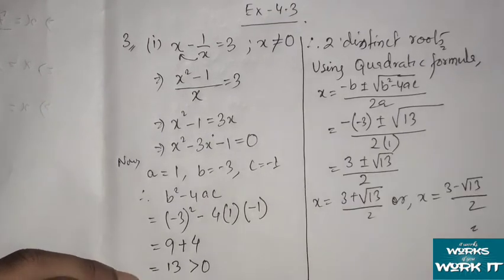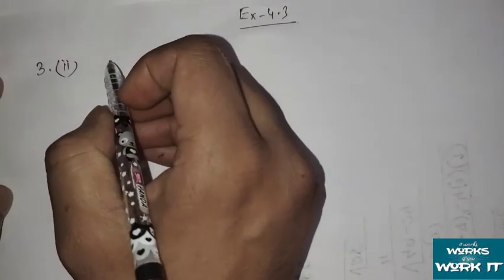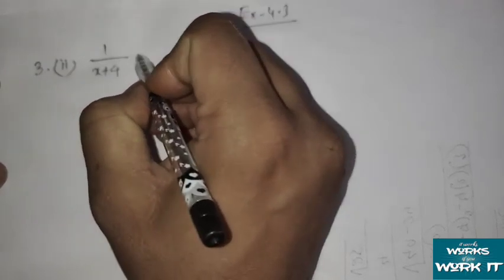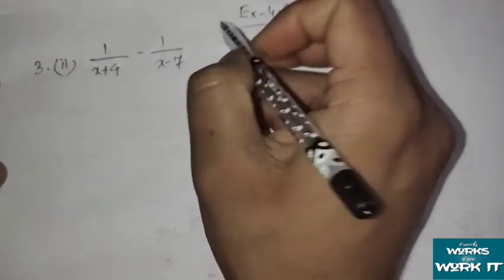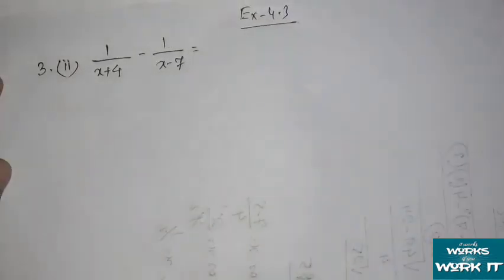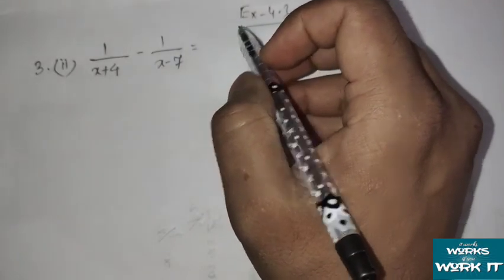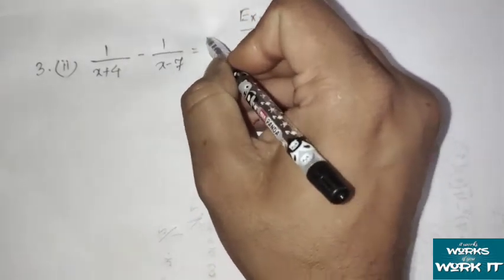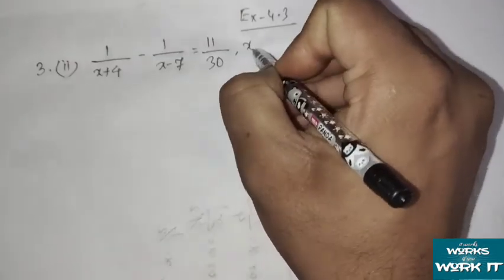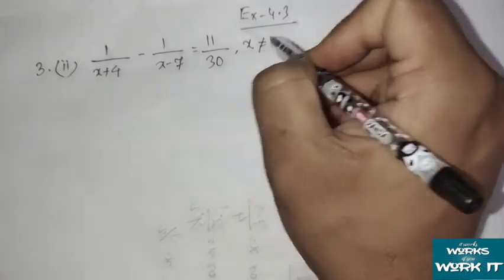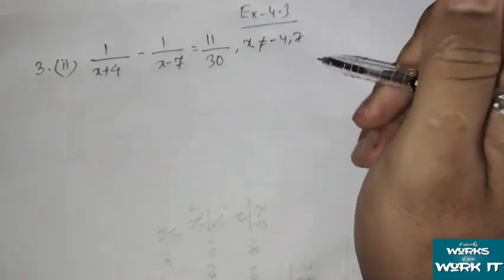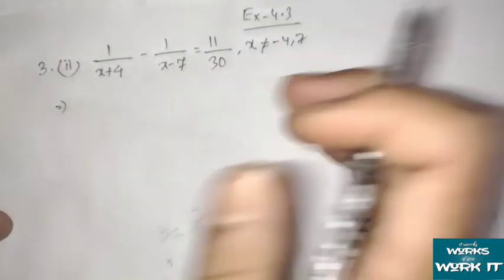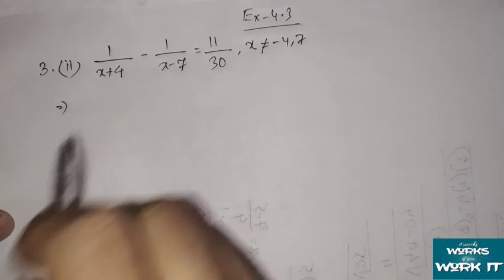Okay. Again we will see another equation of question number 3, that is 1 by x plus 4 minus 1 by x minus 7 equal to 11 by 30, where x is not equal to -4 and 7. There are some equations given in the examples of your textbook also, so you can go through them and try to solve those.